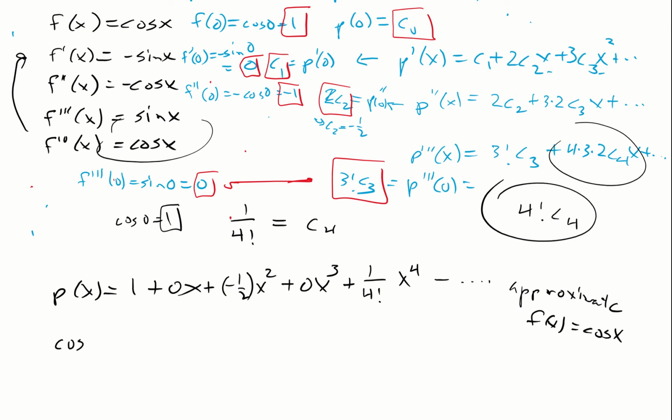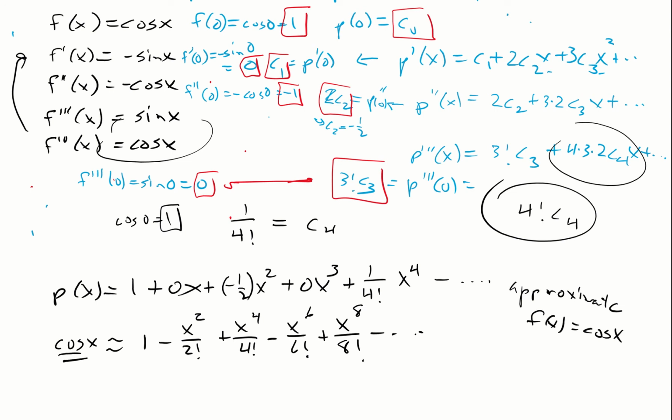So what we have is this. We have cosine of x is going to be approximated by 1 minus x squared over 2 factorial, watch, plus x to the 4 over 4 factorial. And then you start to see a pattern. Okay, this is actually the MacLaurin series for cosine.